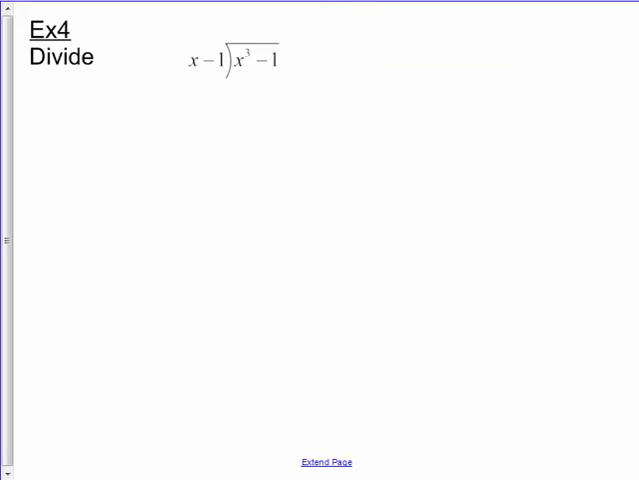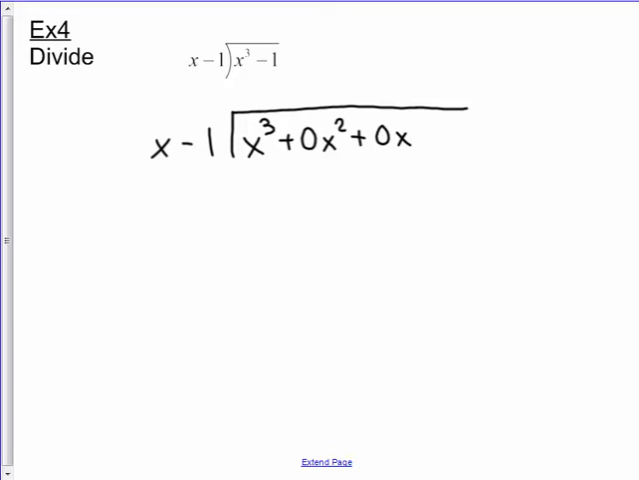In the last example here, I have a binomial divided by a binomial here. So 2 terms and 2 terms. Looks pretty simple. Actually, one of the more difficult ones that you'll see here. For this reason, you have to rewrite it, and you have to add some placeholders in. So I'll show you what I mean here. I have x cubed minus 1. There are no x squareds. There are no x's here. But I do have to add them in when I am dividing here. So I'm going to do x cubed plus 0x squared plus 0x minus 1.